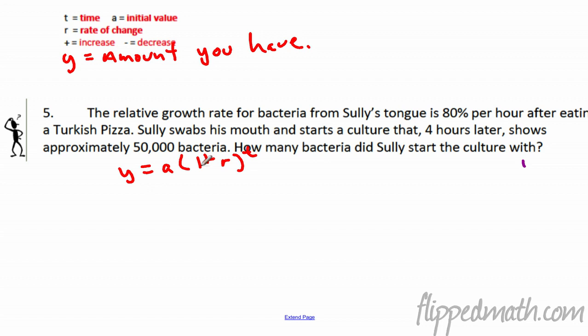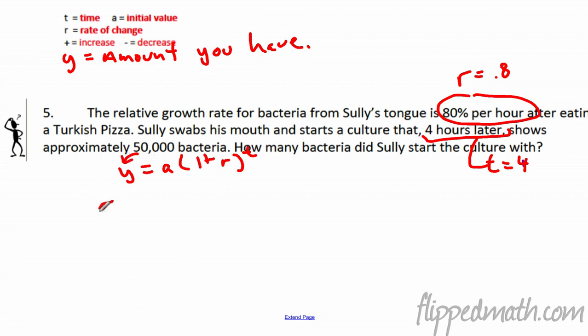So we get, what do we got? 80% after eating a Turkish pizza. Let's break this down. So what is the rate of growth? 80%. That's easy. So that's going to be R. R equals 0.8. That's 80%. We write it as a decimal, like we did before. Swabs his mouth, starts a culture 4 hours later. So T is going to equal 4. And at that moment in time, that's not how much he started with. At that moment in time, there's 50,000 bacteria. So that's what Y is going to equal right there.